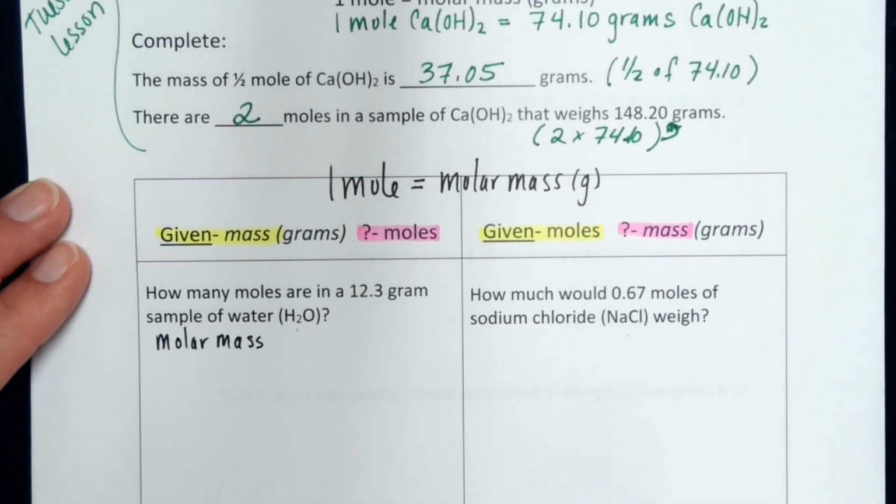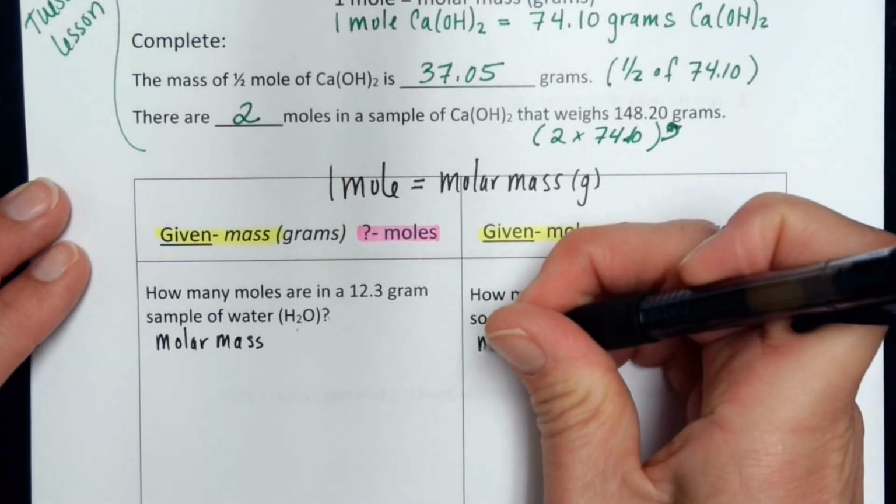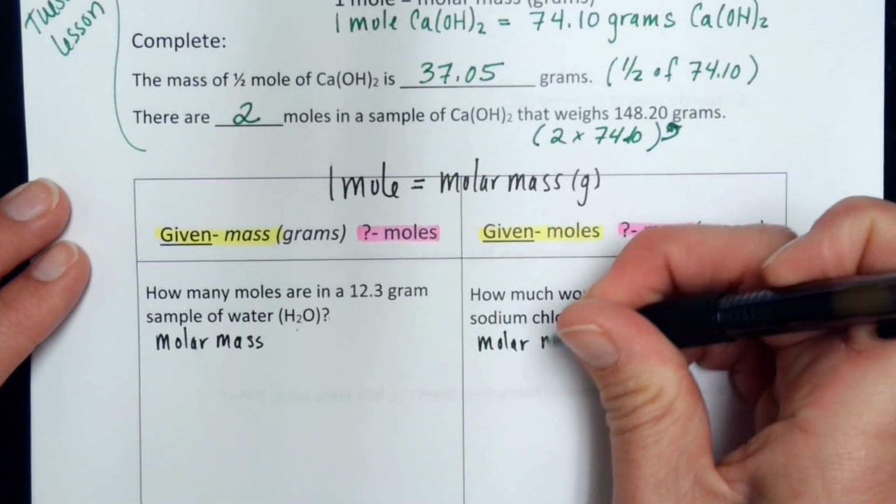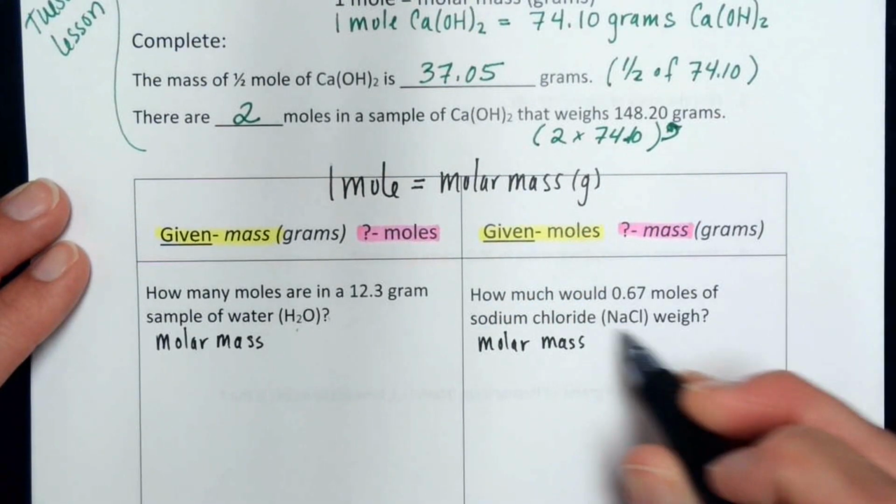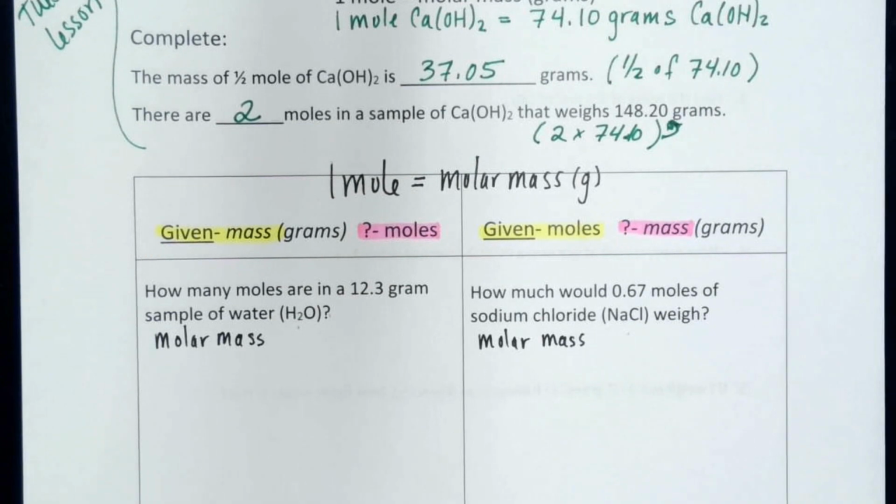Okay, so I'm going to find the molar mass of water, because this is the one that's here, and then while we have all our periodic tables out, we're just going to go ahead and find the molar mass of sodium chloride, because that's for the other one. Okay, so speaking of periodic table, why do I not have mine out? Silly me.